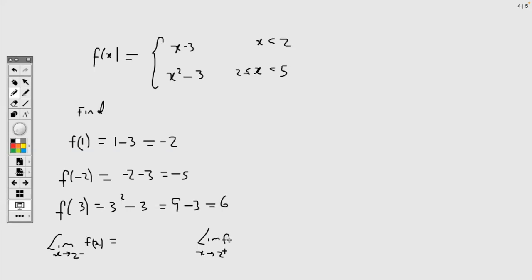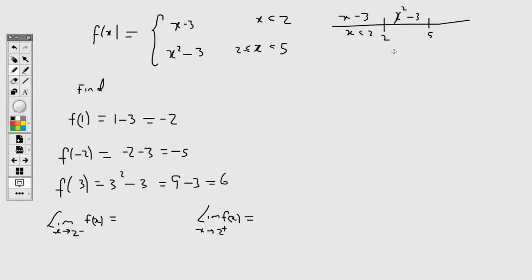Now, for the same function f of x, if you realize, the minus sign behind the number tells us it's left, and the plus tells us it's right. A great way to do this, I like to draw a number line, and I will have 2 and 5. Those are the numbers that were given here. And for x less than 2, I'll have it right here. So the function is x minus 3. And then for x greater than or equal to 2 but less than 5, we'll have the function x squared minus 3.